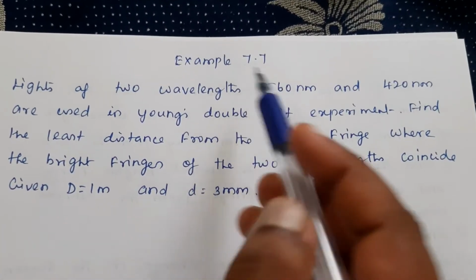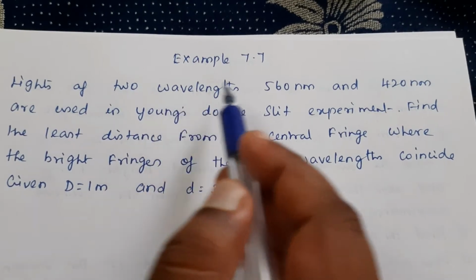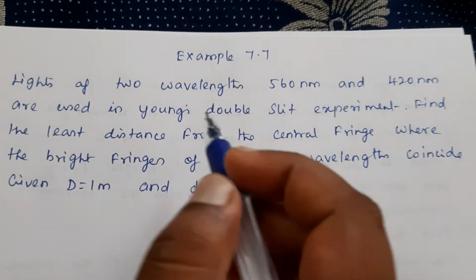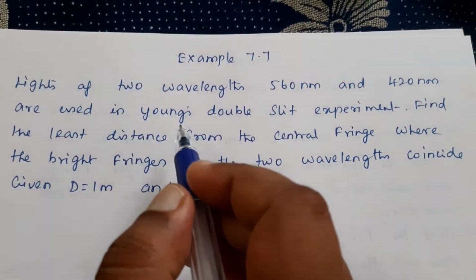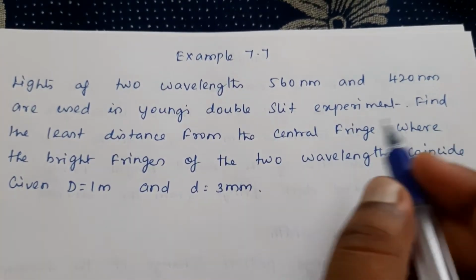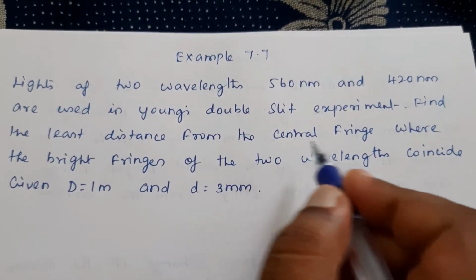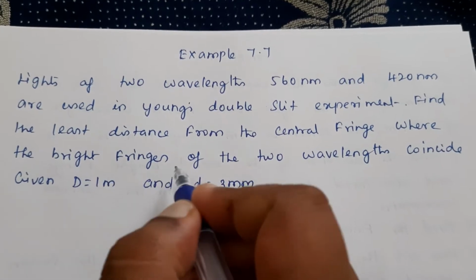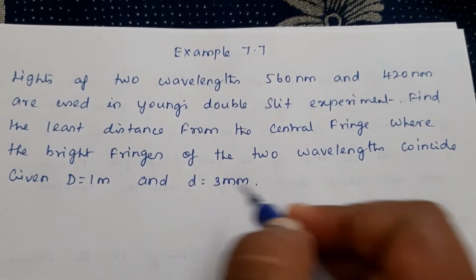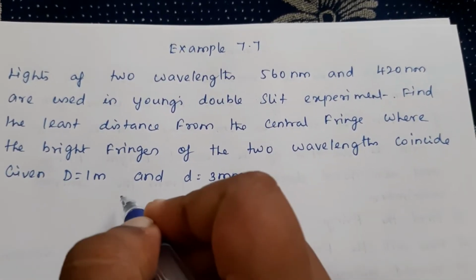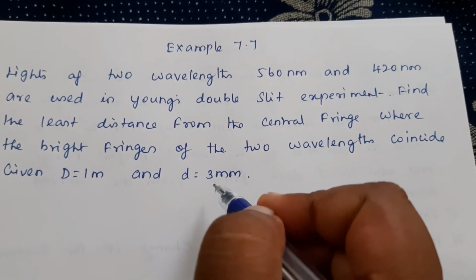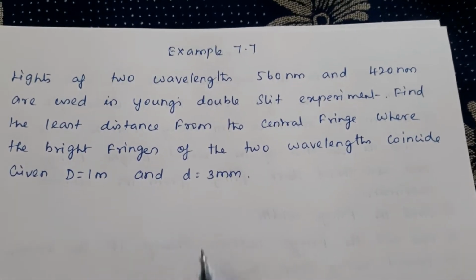Example 7.7. Lights of two wavelengths, 560 nanometer and 420 nanometer, are used in Young's double slit experiment. Find the least distance from the central fringe where the bright fringes of the two wavelengths coincide. Given capital D is equal to 1 meter and small d is equal to 3 millimeter.